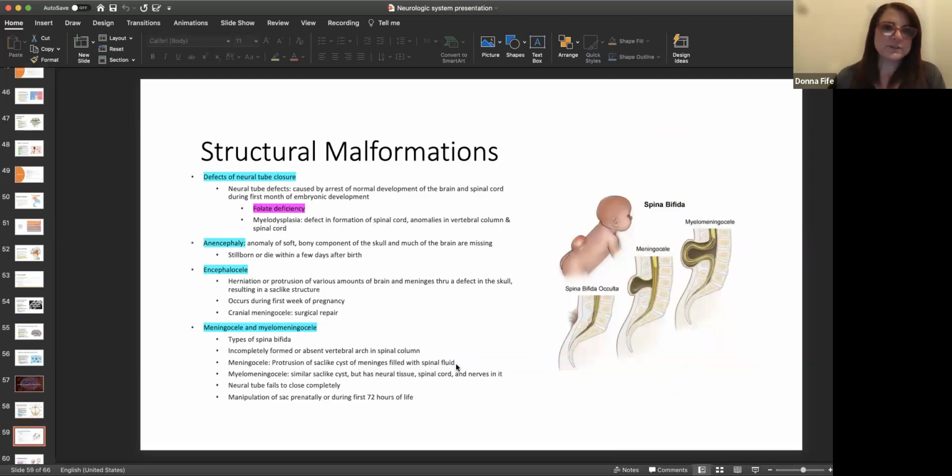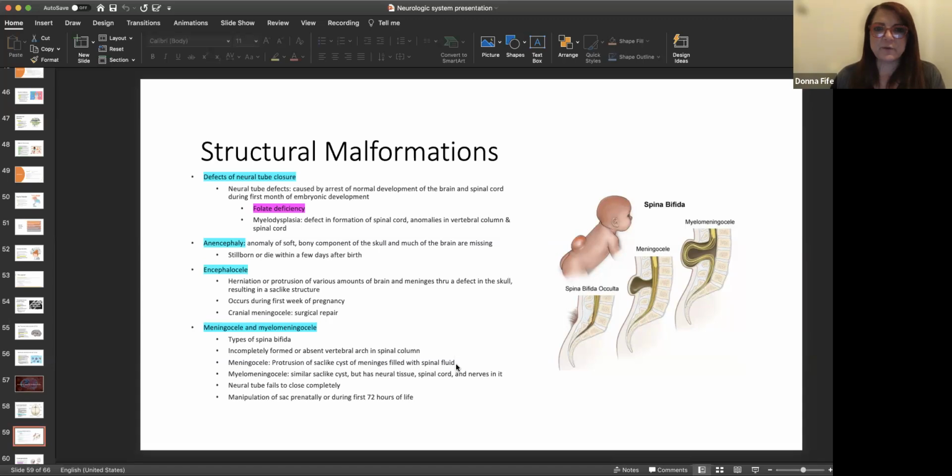Structural malformations: there are defects in neural tube closure. Neural tube defects are caused by the disruption of normal development of the brain and spinal cord during the 1st month of embryonic development. So this happens very early on, often caused by a folate deficiency.